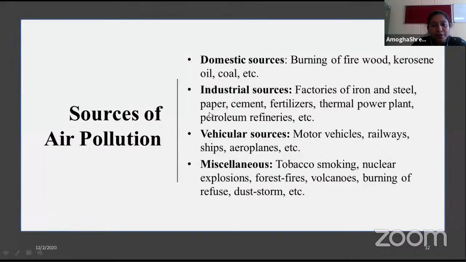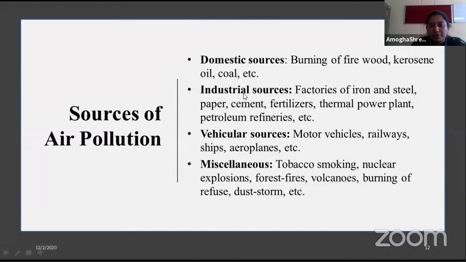So these sources of air pollution we can classify under 4 categories: domestic source, industrial source, vehicular source, and miscellaneous. The domestic source includes the burning of firewood, kerosene, oil, coal, etc. The London tragedy which I told you about was because of domestic coal burning in London.